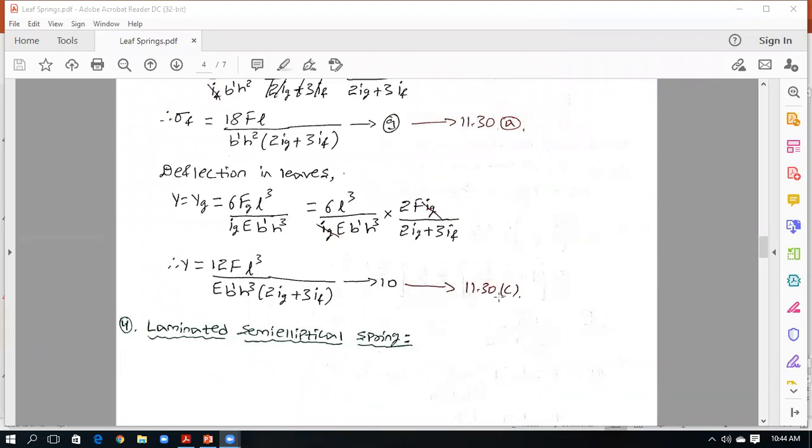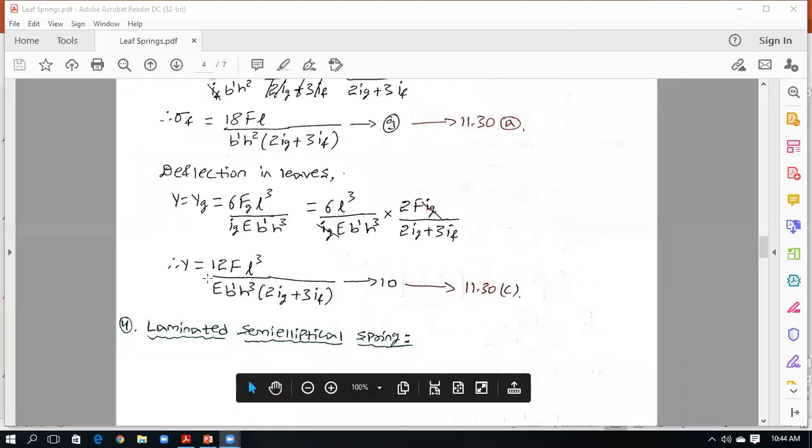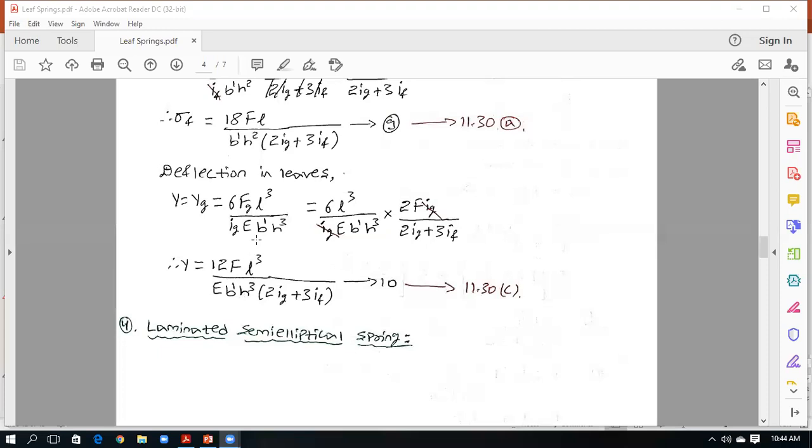This is how you can calculate the stress induced in the full length leaves and graduated leaves. After that, from equation 11.30c, we'll calculate the deflection in the multi-leaf spring. And the next topic is the laminated semi-elliptical spring, which I will continue in the next class.